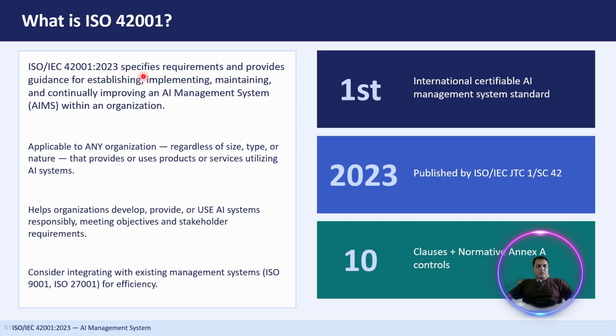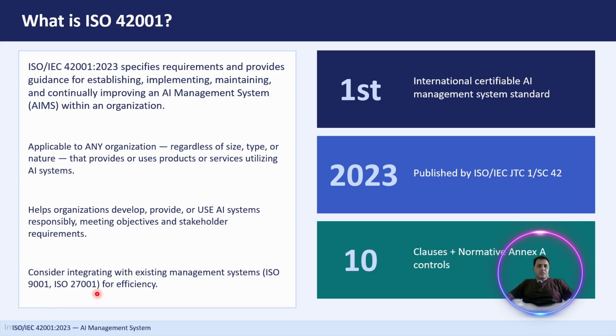ISO 42001 specifies the requirements and provides guidance for establishing, implementing, maintaining and continually improving an AI management system within the organization. It is applicable to any kind of organization regardless of size, type or the nature of the business, right? That provides or uses products or services utilizing AI systems. So whether they have their own AI systems or are utilizing some third-party AI systems, it is applicable to everyone, right? It helps organizations to develop, provide and use AI systems responsibly, meeting the objectives and the stakeholder requirements.